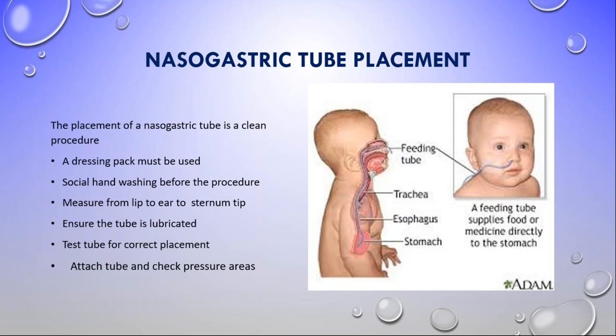The placing of a nasogastric tube is a clean procedure. You need a dressing trolley. You have to do a social hand wash and spray. You measure from tip of the nose to ear to sternal tip. Ensure that the tube is lubricated. Please don't just push it down. It's not a pleasant experience. And you've got to test that the tube is in the correct place. And you've got to make sure that you do not create a problem when you strap down the nasogastric tube.